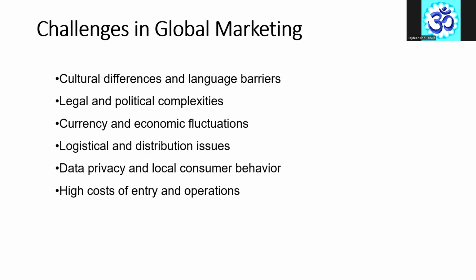Then you have to focus on currency and economic fluctuations. Of course, currency fluctuations, for example the Indian rupee and the American dollar. There is a huge difference between the cost of the Indian rupee and the American dollar. Then you need to resolve logistics and distribution issues. You also need to take care of data privacy and local consumer behavior.